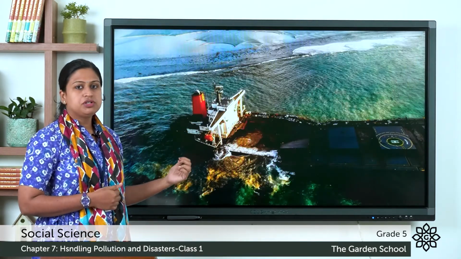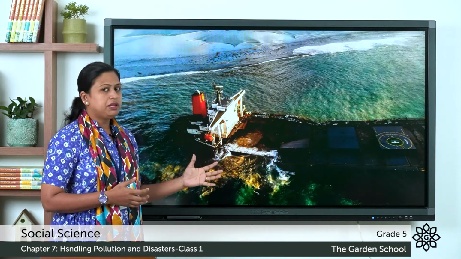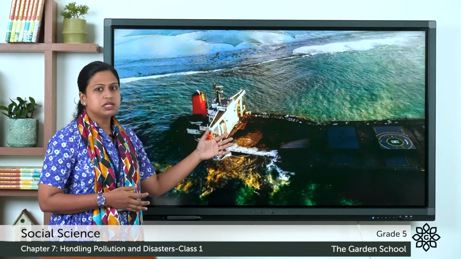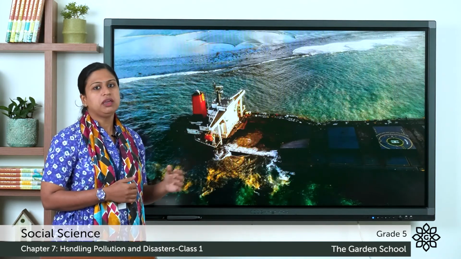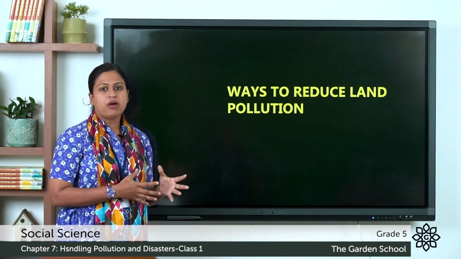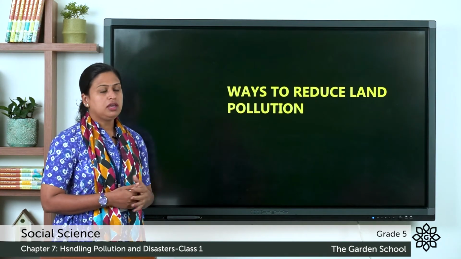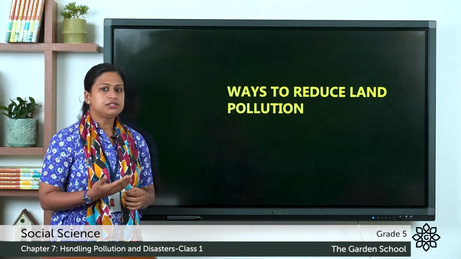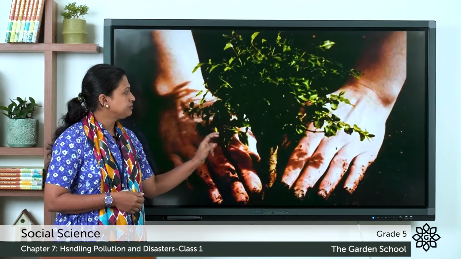Now, the next picture shows the oil spilling from the ships, which pollute the oceans and sea. So, this should be avoided. These were some points to reduce the water pollution. Now, we will see some ways to reduce land pollution.